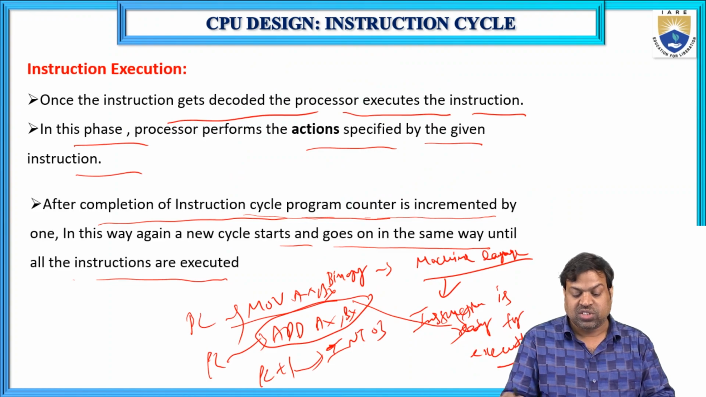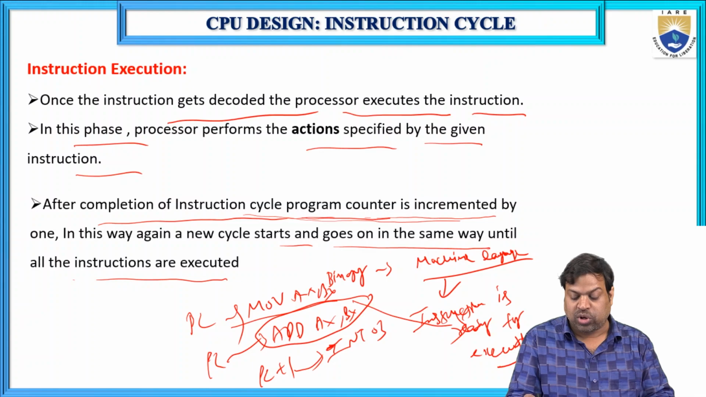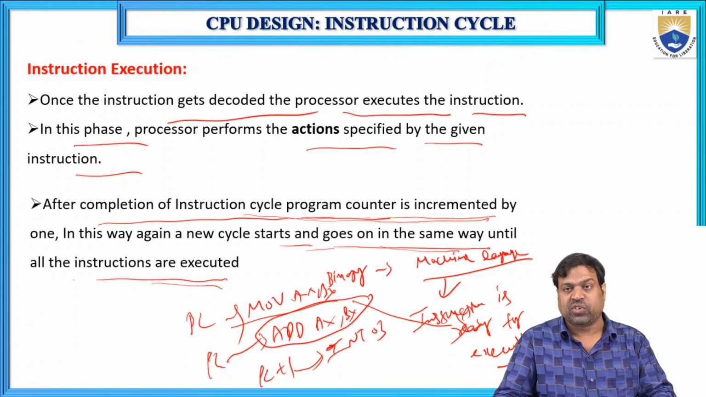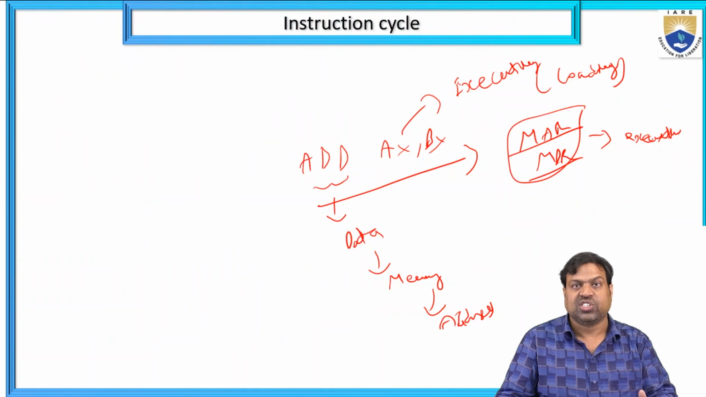Instruction execution happens once it is decoded. After the completion of the instruction, the program counter is incremented, a new cycle starts, and it goes on the same way until instructions are available. For every instruction, first fetching is completed and decoding is completed, then only it goes for execution. Execution means going for the output. The program counter, memory address register, memory data register and instruction register are the components of the instruction cycle.